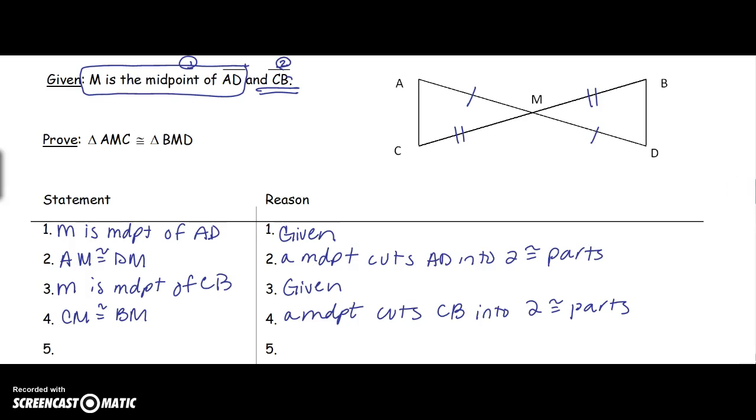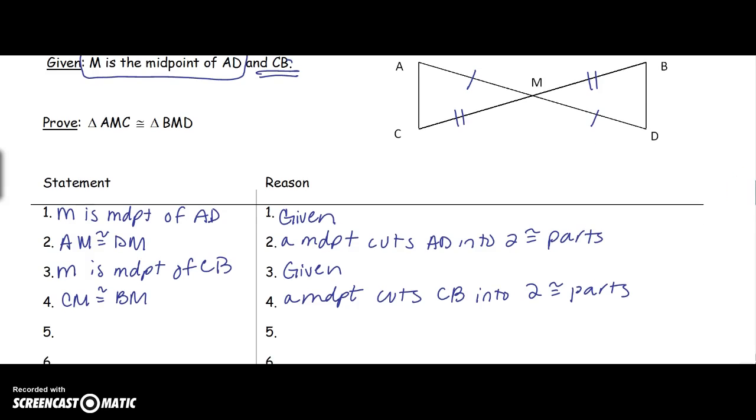So what we have to look for is a reflexive side or vertical angles. In this case, we don't have a reflexive side. These triangles are not next to each other, but they are forming a vertical angle. So those two straight lines that intersect, those form vertical angles. So you can say angle AMC is congruent to angle DMB because of vertical angles.